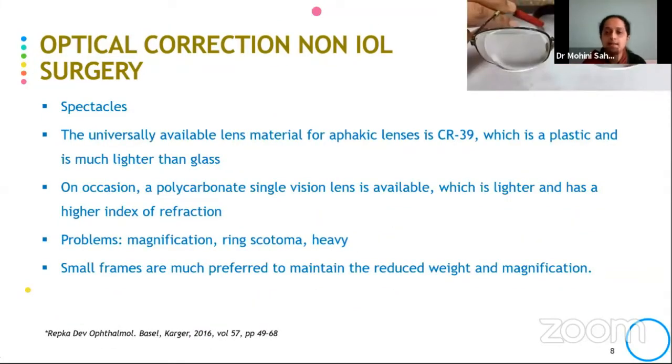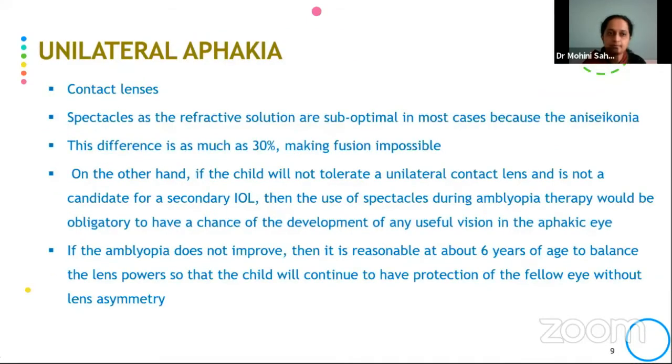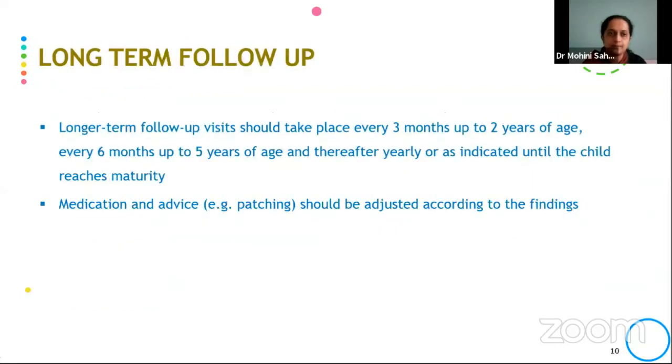Where contact lenses are not possible, spectacles have to be utilized. The universally preferred material for this is CR39, as it is plastic and hence lighter. However, these thick lenses are going to be heavy, so smaller frames should be preferred. In unilateral aphakia, contact lenses are the preferred modality. However, where that is not possible, spectacles will have to be utilized in spite of the aniseikonia, at least during the period of amblyopia treatment.